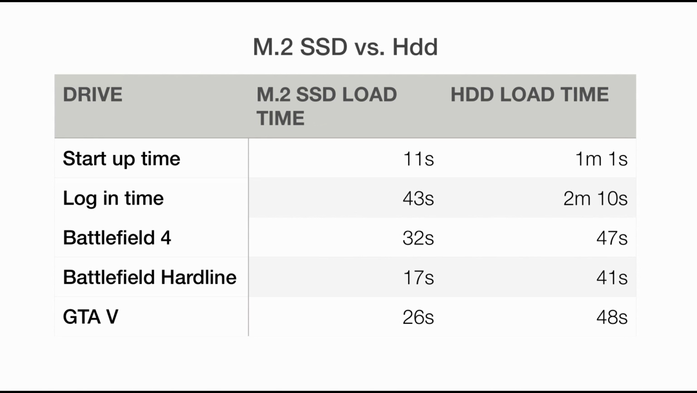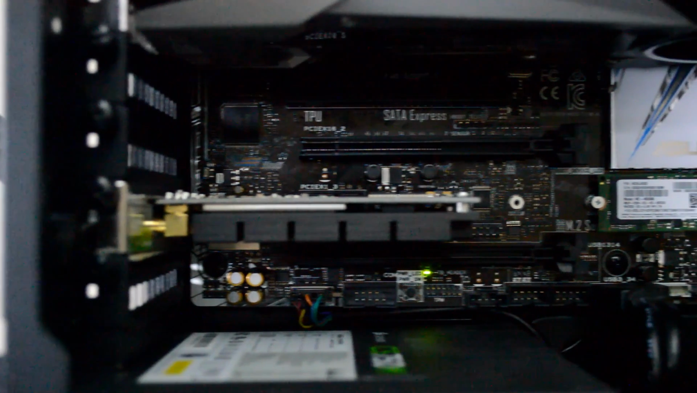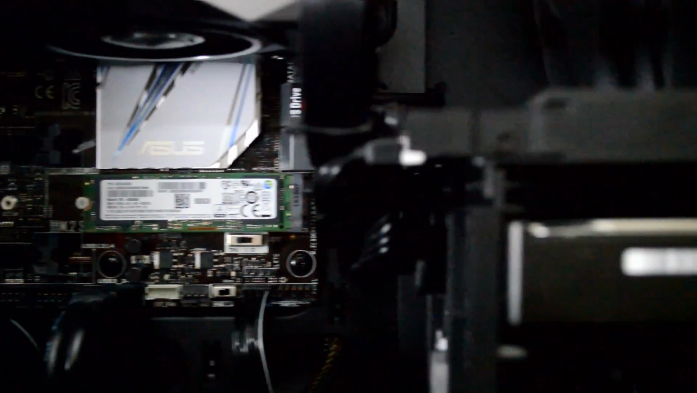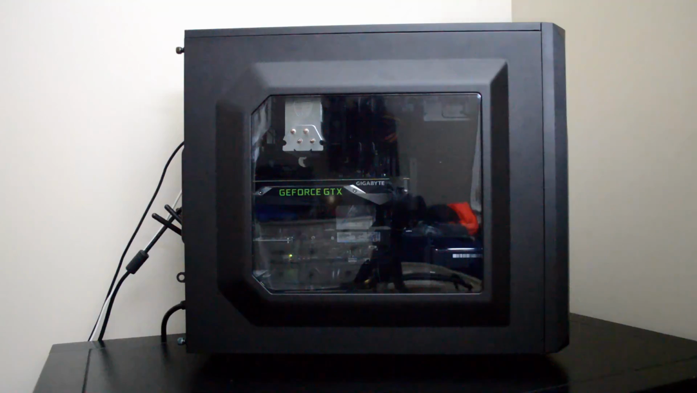Well, actually nothing. We all know an M.2 SSD is faster, and will always beat a hard drive, but you came here to know how much faster. Well, the M.2 SSD beat the hard drive on an average of 48 seconds.